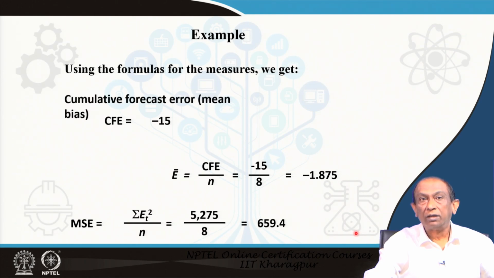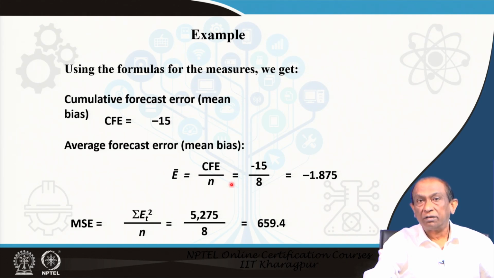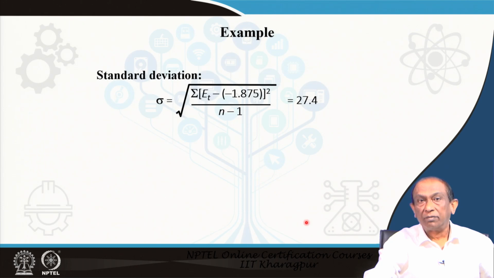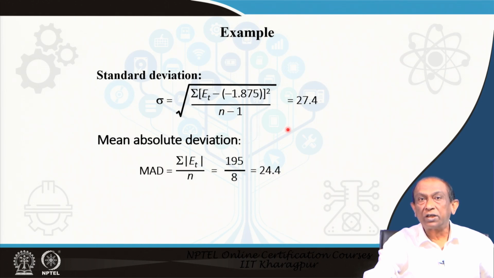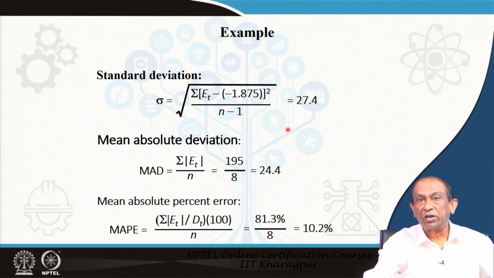compute, and as you have seen from the last table, the cumulative forecast error, which is also the mean bias, is this much, average forecast error is this one, and the mean squared error comes out to be this much. The standard deviation of error is again using the same expression and the data values that we have already computed, comes out to be 27.4, mean absolute deviation is 24.4, and mean absolute percentage error from this expression is 10.2%. So, all the data are already computed.